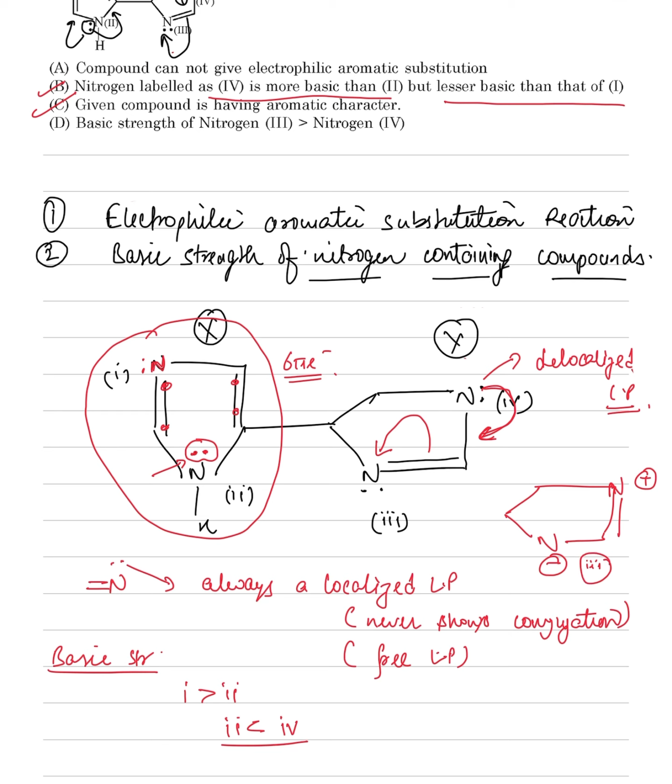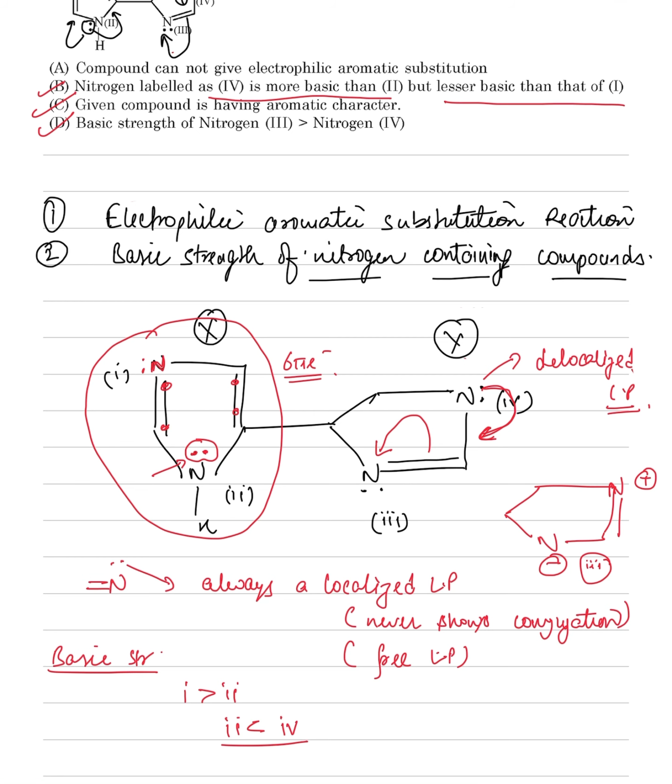Now you see, during resonance the third nitrogen is getting negative, that means it is having more electron density now, and we know greater the electron density, greater the basic character. This is one explanation. Another one is that the third one is a localized lone pair, and it is never in conjugation, it's a free lone pair, whereas the fourth one is a bonded lone pair. Right? That means option D is also correct, that the basic character of nitrogen 3 is more than nitrogen 4.